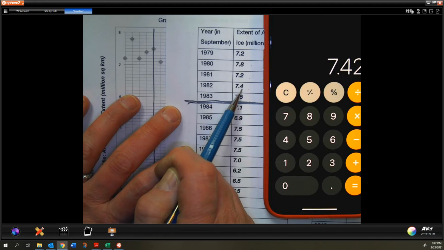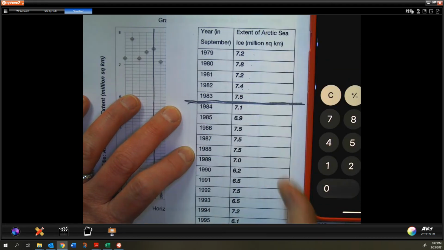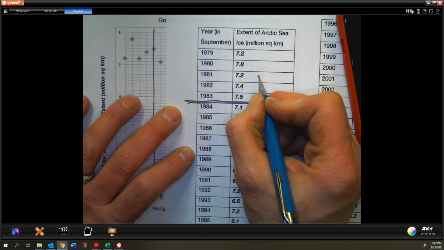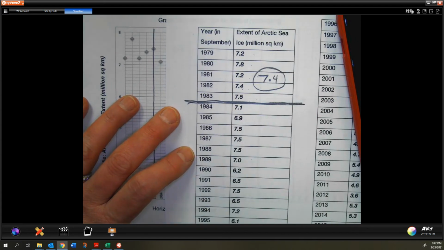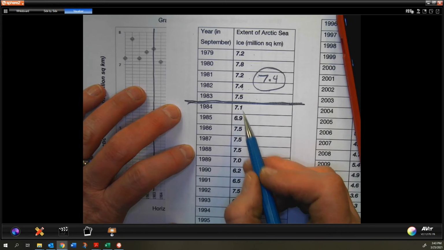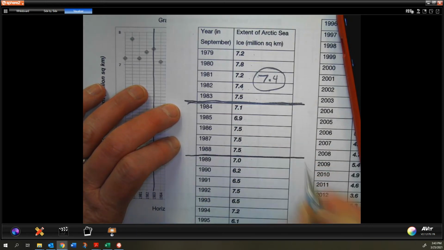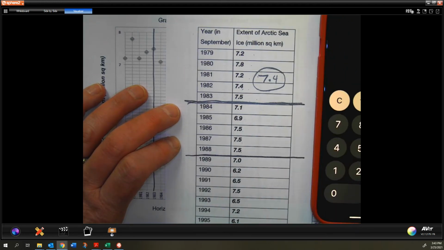Well, I only have one place after the decimal here, so my answer is only going to be one place after the decimal. And so my average for that is going to be 7.4. That's the 5-year average for that section. Let's go ahead and do another one. 1, 2, 3, 4, 5, all the way through 1988. So there's 1, 2, 3, 4, 5 more years that we're going to average.